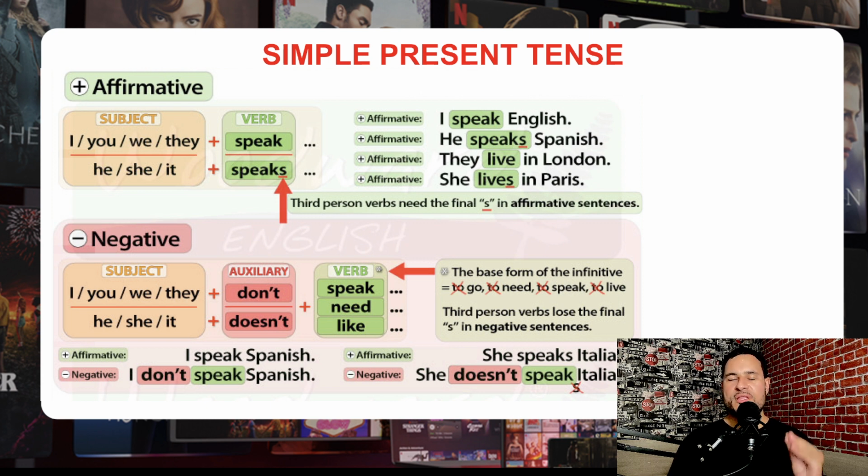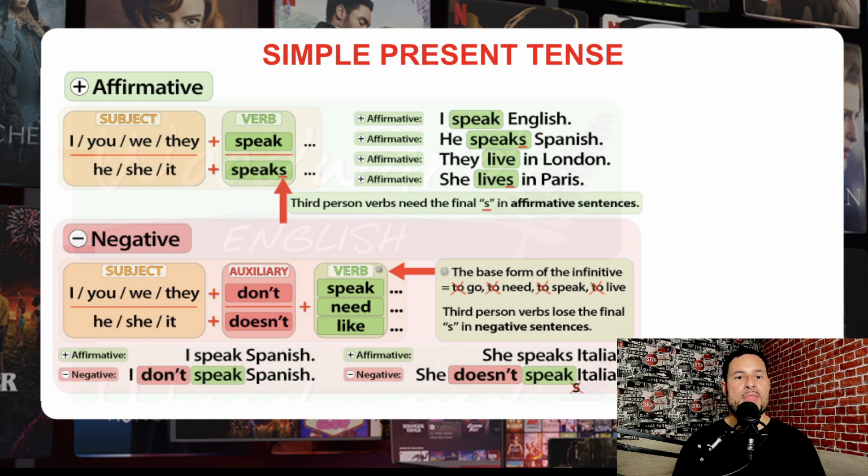Okay, and the base form of the infinitive, you say go, need, speak, live. In all these negative sentences, you use the base form of the verb. This is the point. You say speak, need, like. You don't say likes, needs, speaks when it's negative. This letter S, you just add in affirmative, in he, she, it. In negative, the S goes to doesn't. Doesn't speak, doesn't need, doesn't like. Third person verbs lose the final S in negative sentences.